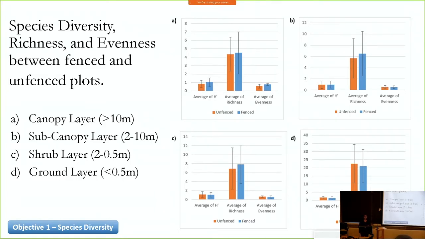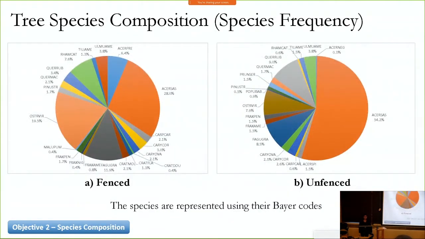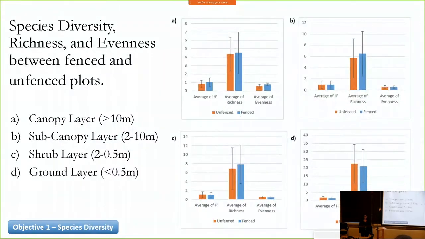Whether or not this is because of fencing is hard to say, because the study was not designed for that. And even if fencing is supposed to have an impact, because these are biological systems, there could be a time lag that is not being accounted for in this current time step.